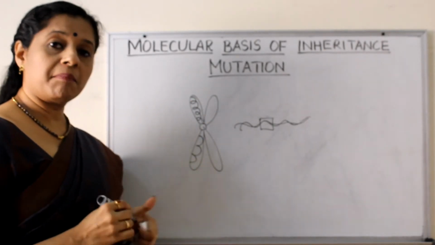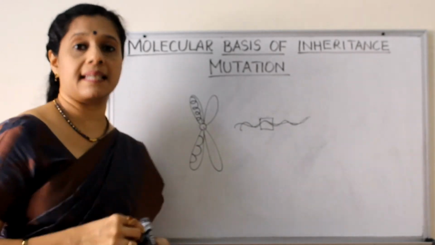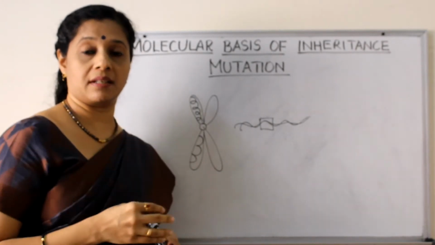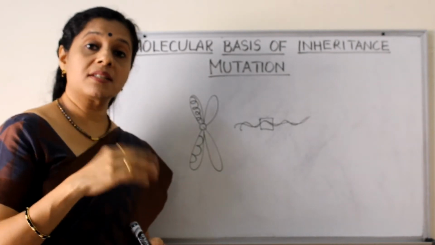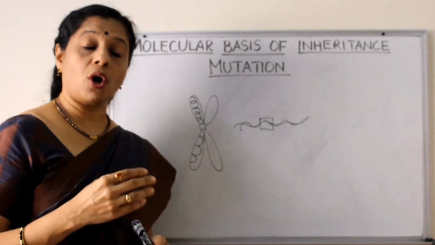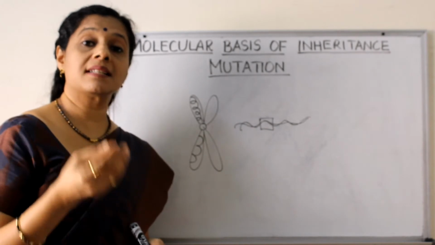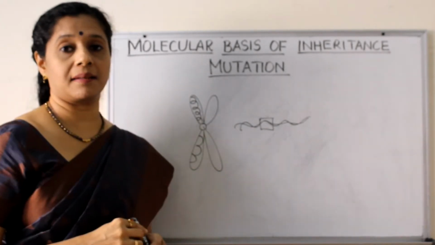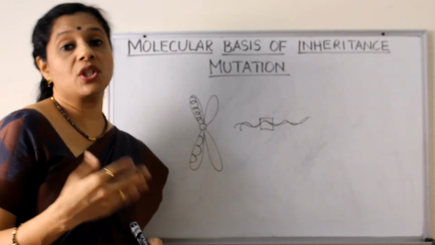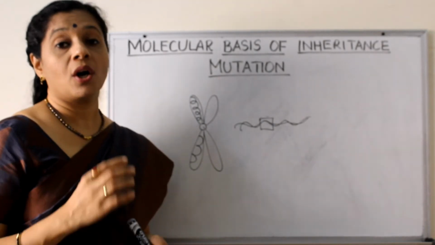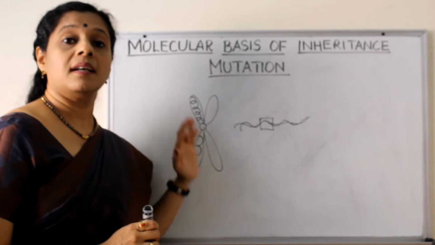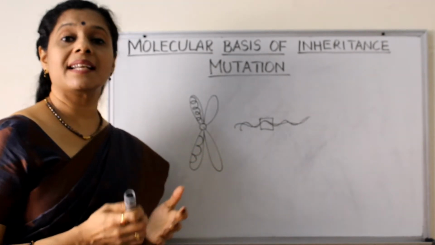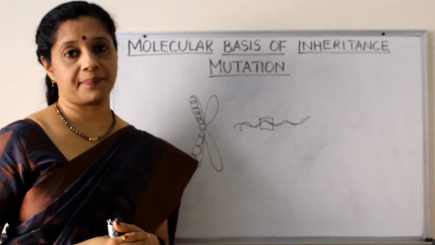If a part of this chromatid is missing, that is called a deletion. Or if a part is duplicated, or instead of duplication another part is inserted, all these can lead to changes in the chromosome. All these changes happening to chromosomes are called chromosomal aberrations, or chromosomal abnormalities.